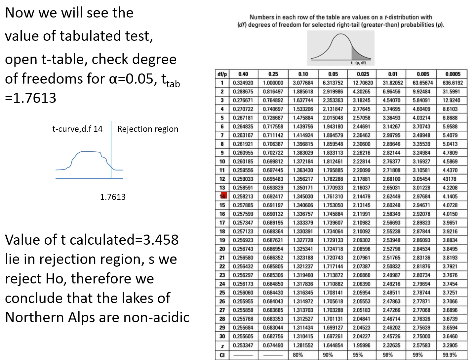The tabulated value is 1.76130. Now recall that the value of calculated t is 3.458, which lies in the rejection region. This is your rejection region. The value lies in the rejection region. So we reject H naught. Therefore we conclude that the lakes of Southern Alps are non-acidic.